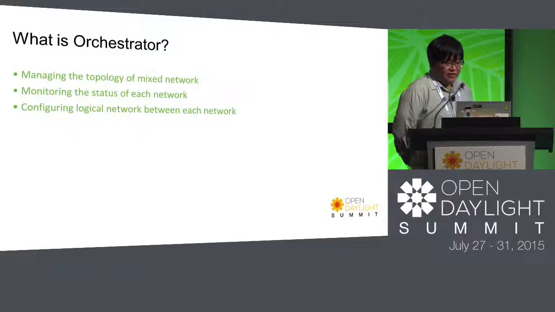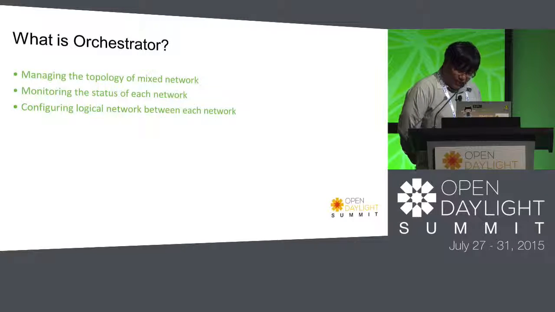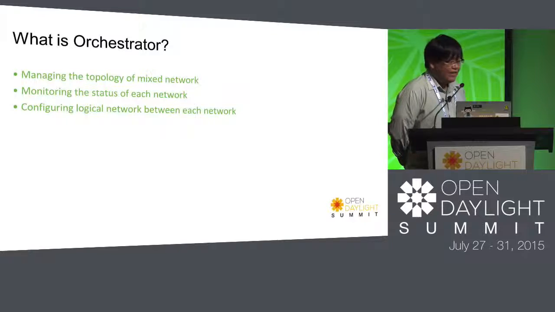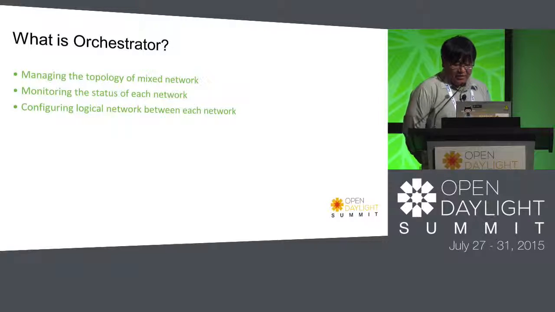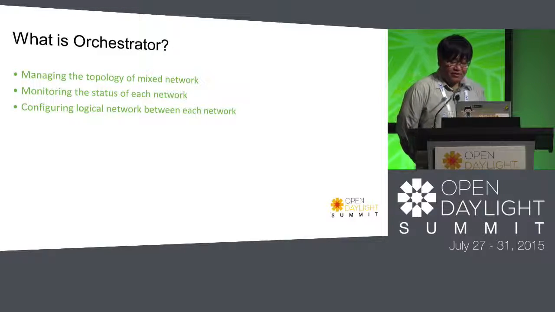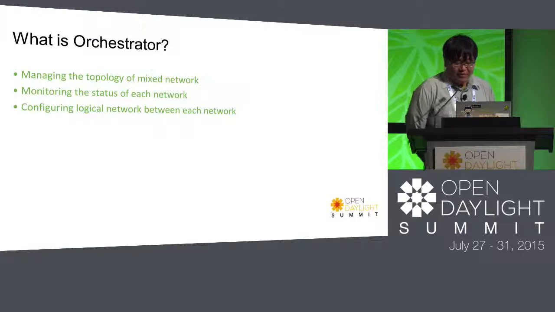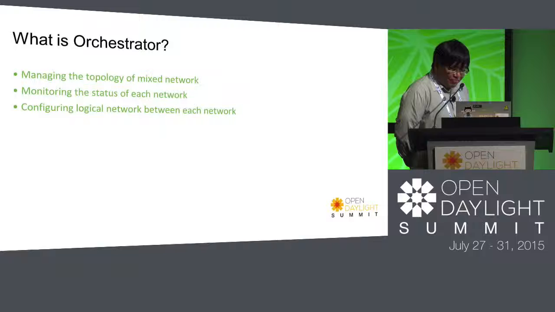Last one is configuring logical networks between each network. A user can build a logical network without knowing the physical network. For example, as you see in our testing two, it is convenient for a user to maintain connection between two hosts when the physical network connection is changed.